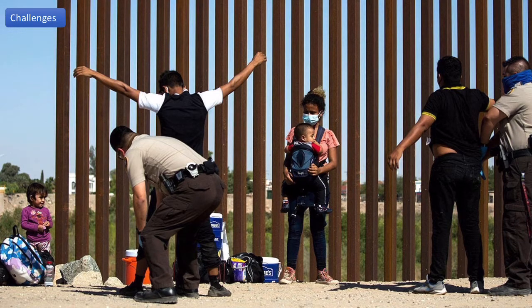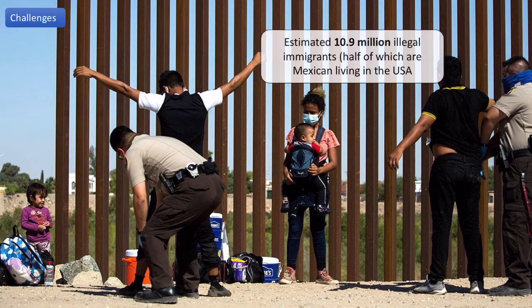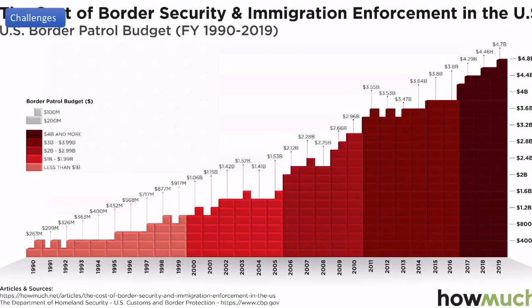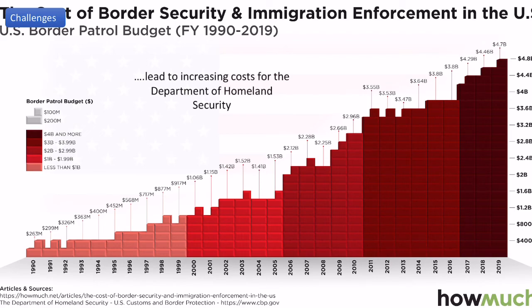One of the biggest challenges for this migration pattern is that there are 10.9 million illegal immigrants, nearly half of which are Mexican, living in the USA. As we can see here, this is a big issue for border control and in particular the rising cost for the Department of Homeland Security.